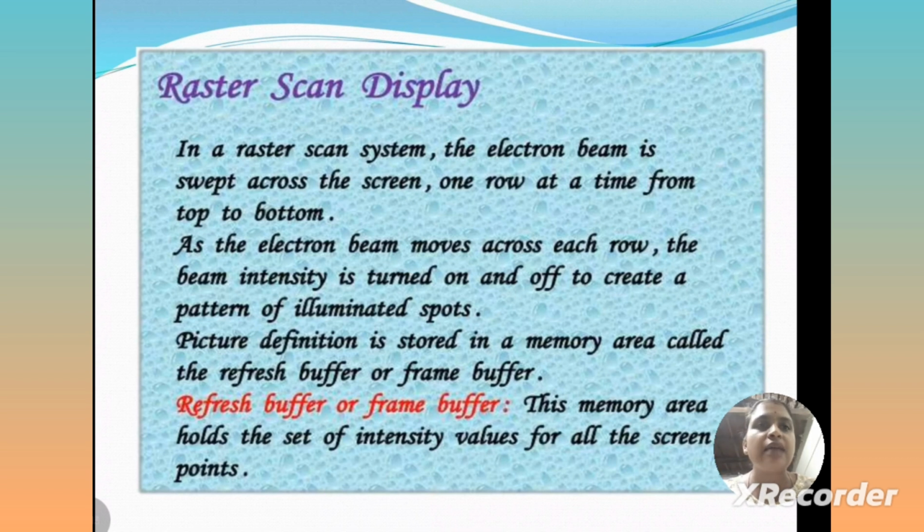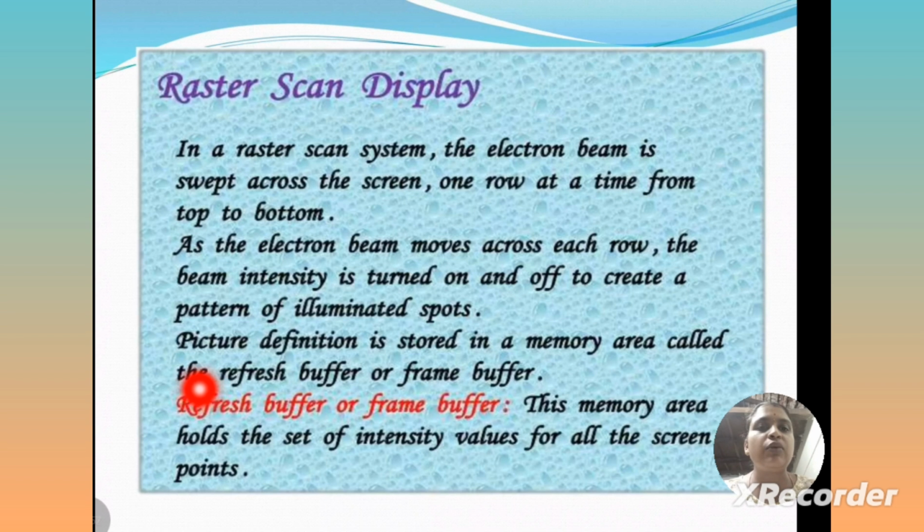So in a Raster-Scan system, the electron beam is swept across the screen one row at a time from top to bottom. So in CRT, the beam is randomly made to hit on the flat surface, but in Raster-Scan Display it is going to sweep across the screen one row at a time from top to bottom. As the electron beam moves across each row, the beam intensity is turned on and off to create a pattern of illuminated spots. So a picture definition is stored in a memory area called the refresh buffer or frame buffer. This is similar to the buffer area that we maintain in a computer. So it is a temporary storage area.